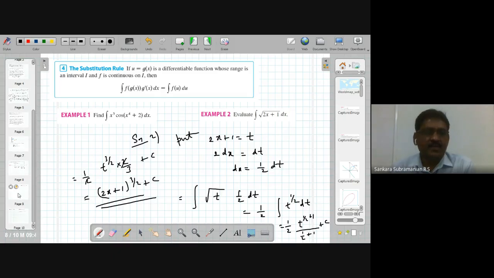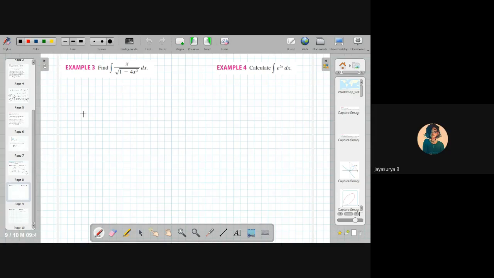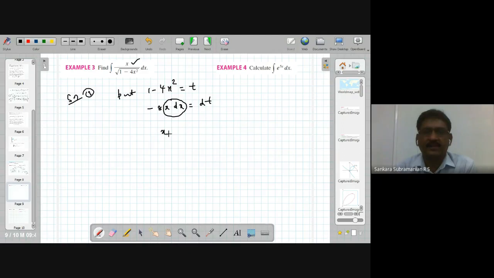I have listed some more problems for you. I'll complete the last problem for this session. Since x dx is in the numerator, we go with the substitution: put 1 minus 4x square equal to t. Differentiating, you get minus 8 times x dx equal to dt. So x dx is negative 1 by 8 times dt.